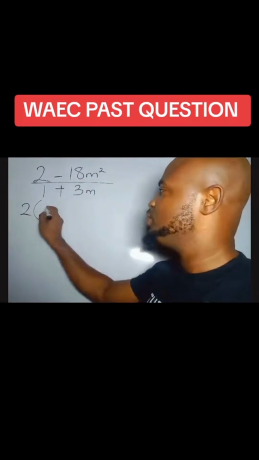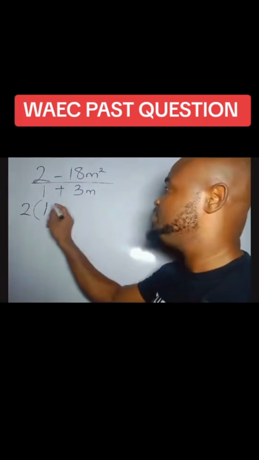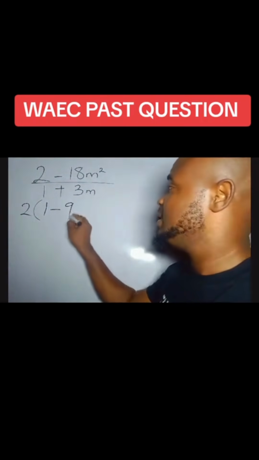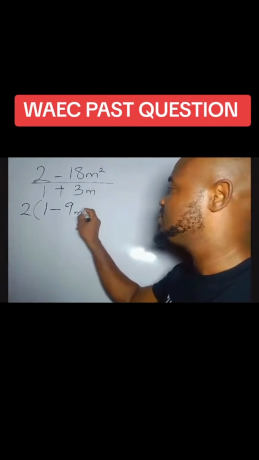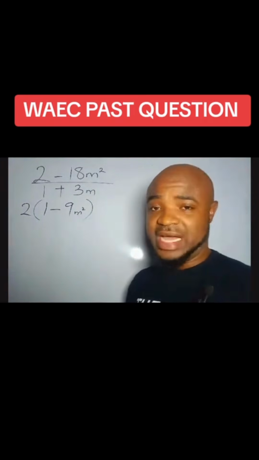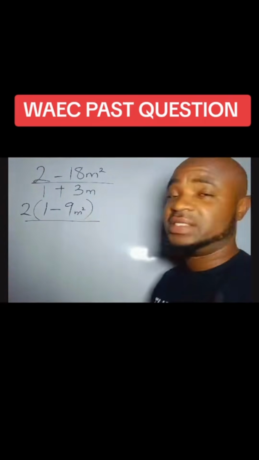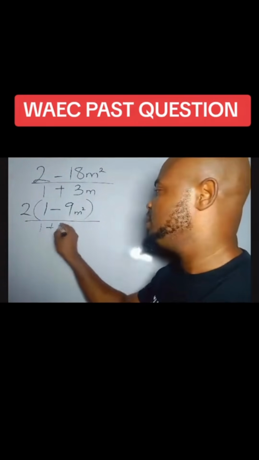2 divided by 2 is what? 1. Okay? Then put back this minus sign. Okay? 18 divided by 2 is what? 9. And the m squared still remains. So I'll factorize this for now. Okay? So just follow me. Alright, so I'm not going to factorize this, okay? So I'll just write 1 plus 3m.